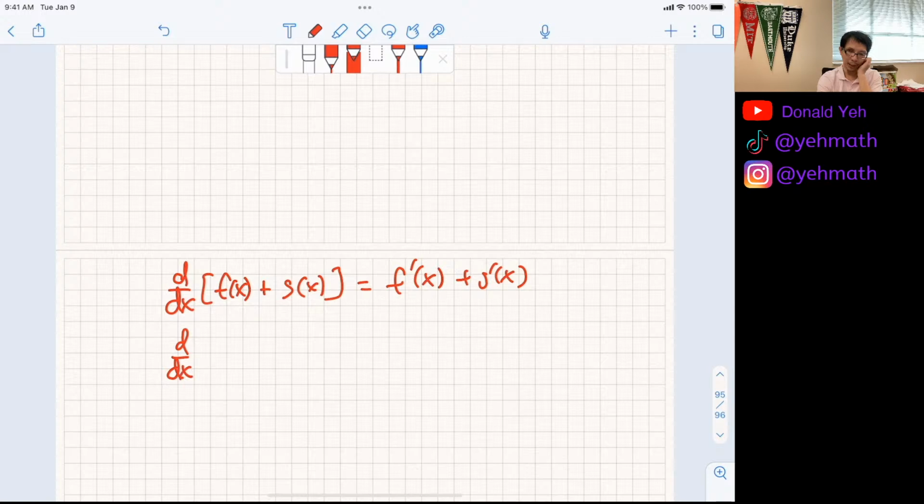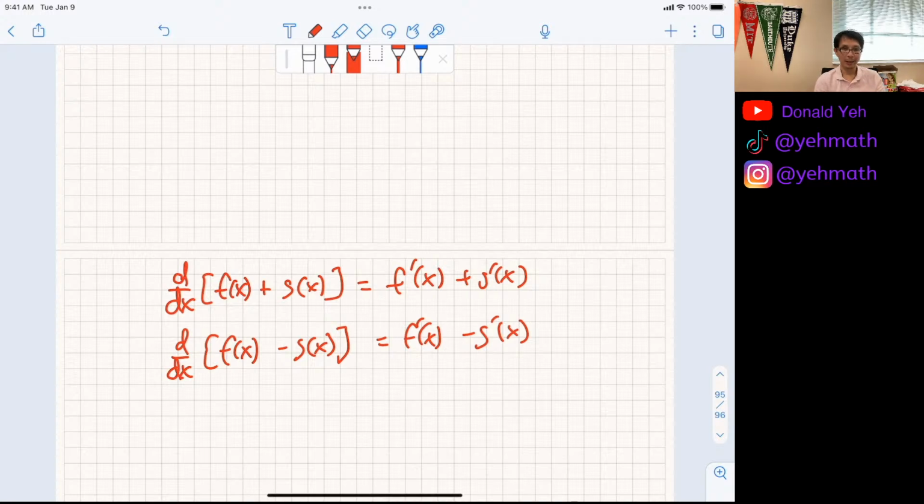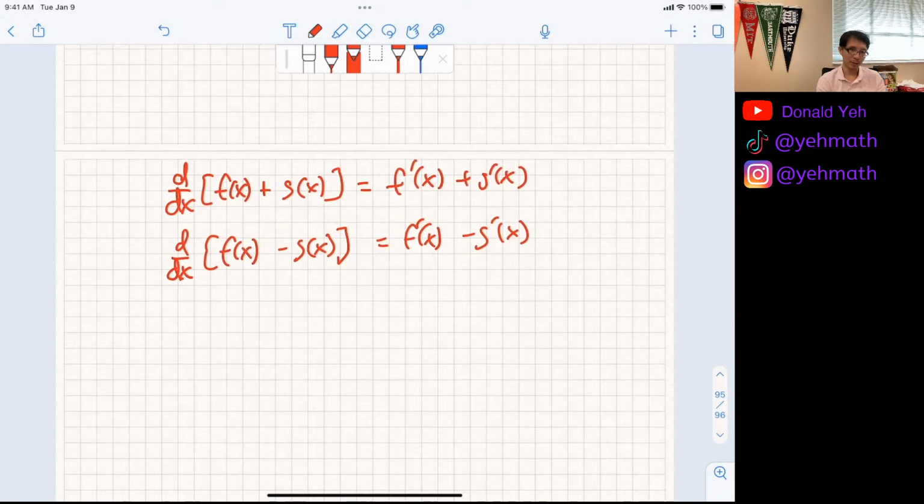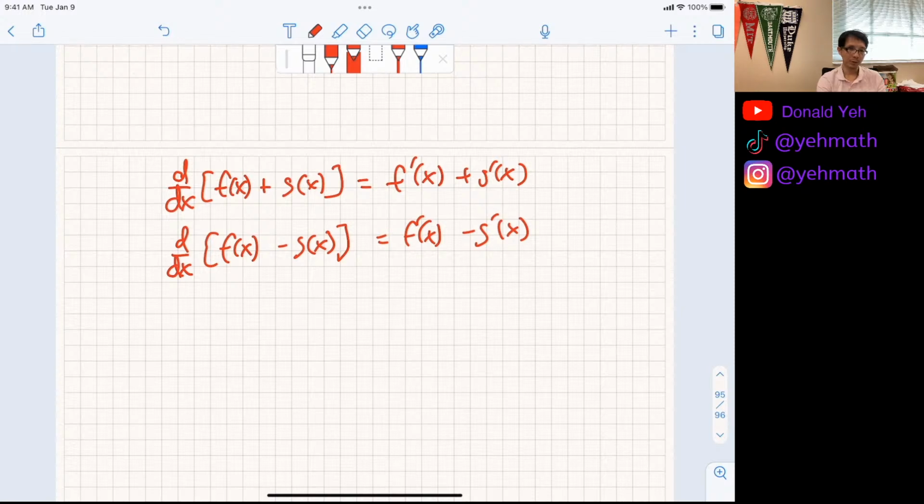If I take d/dx of f of x minus g of x, you can probably safely assume that's f prime of x minus g prime of x. So just take a derivative of each thing. They are just very easy rules. So what if I have f of x equal to 3x squared plus 2x minus square root x?